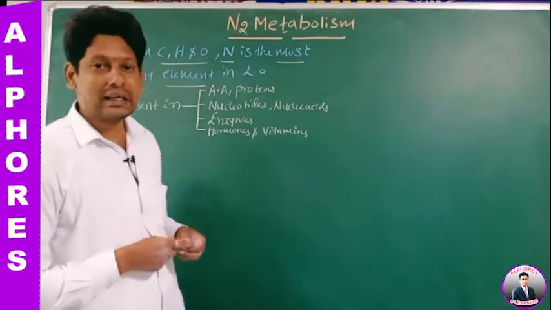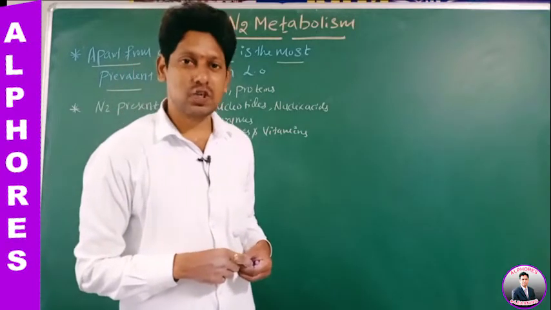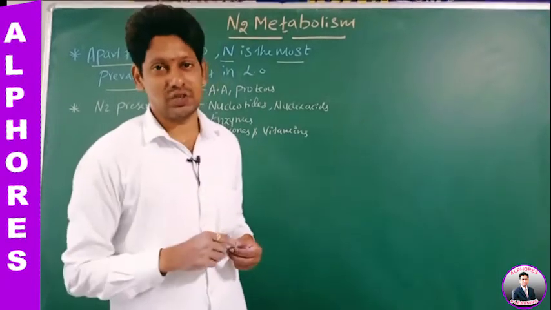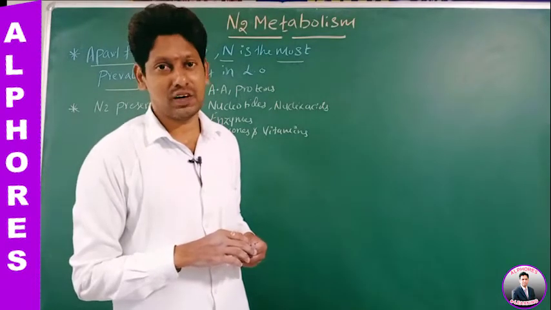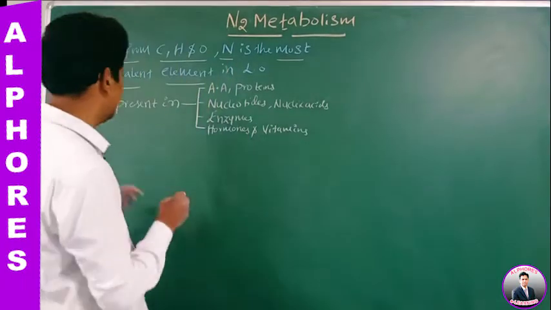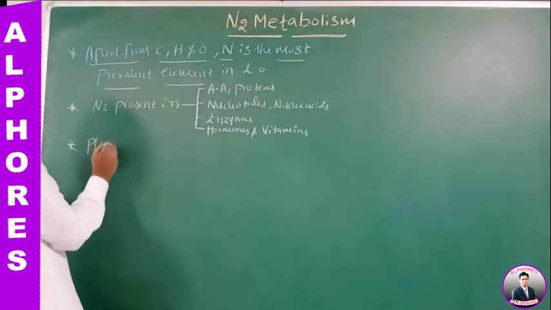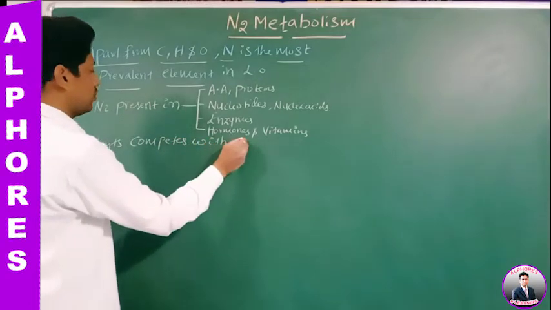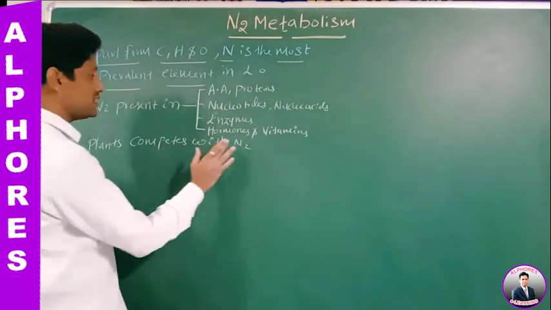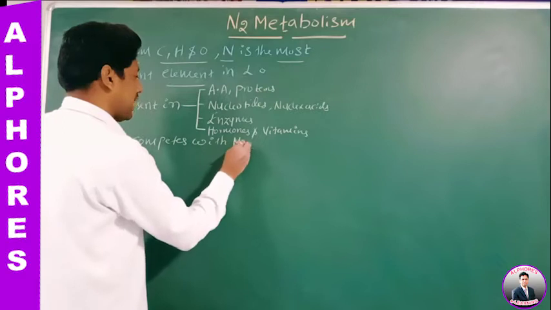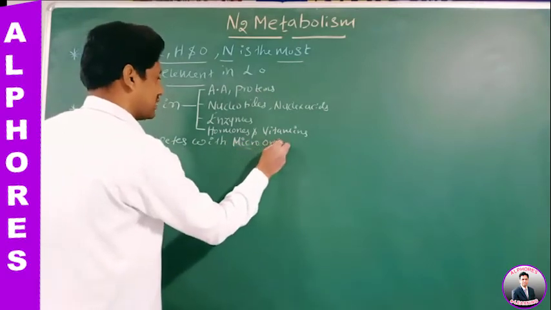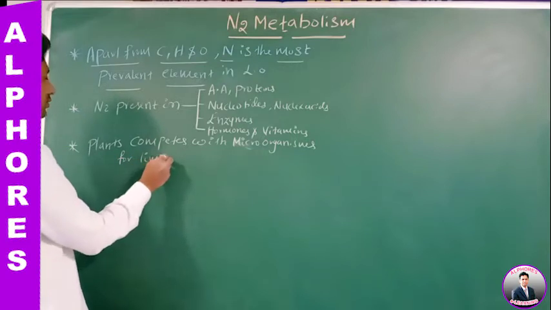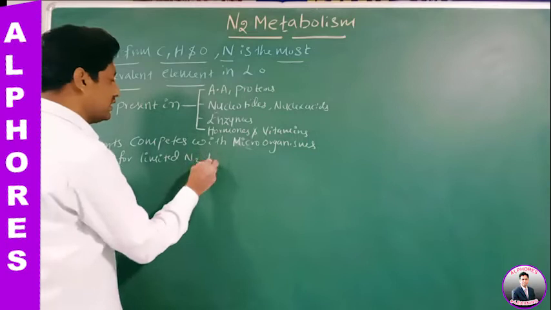Plants require which essential element in the largest quantities for growth and development? Nitrogen. We already discussed this statement. But soil has less nitrogen. So plants compete with microorganisms for this limited amount of nitrogen available in the soil. Plants compete with microorganisms for limited nitrogen present in soil.